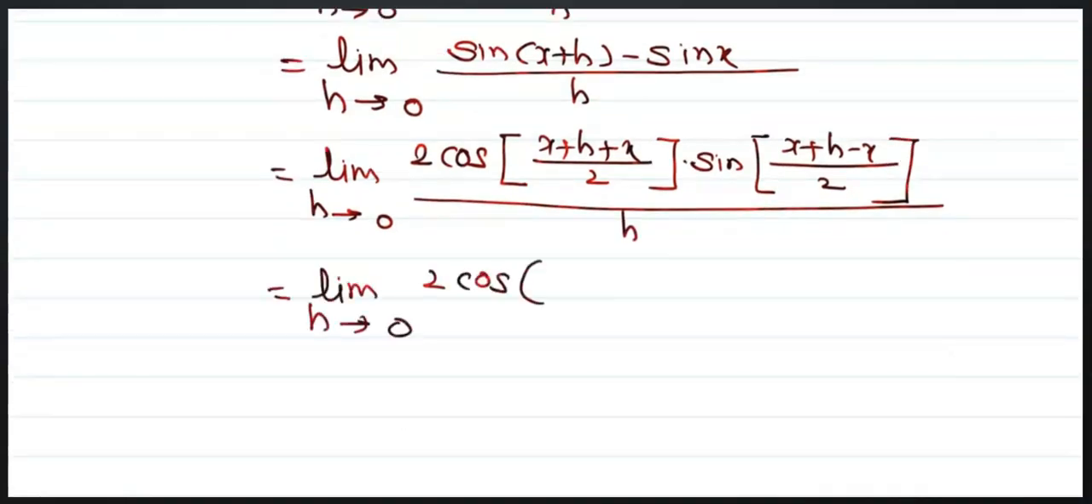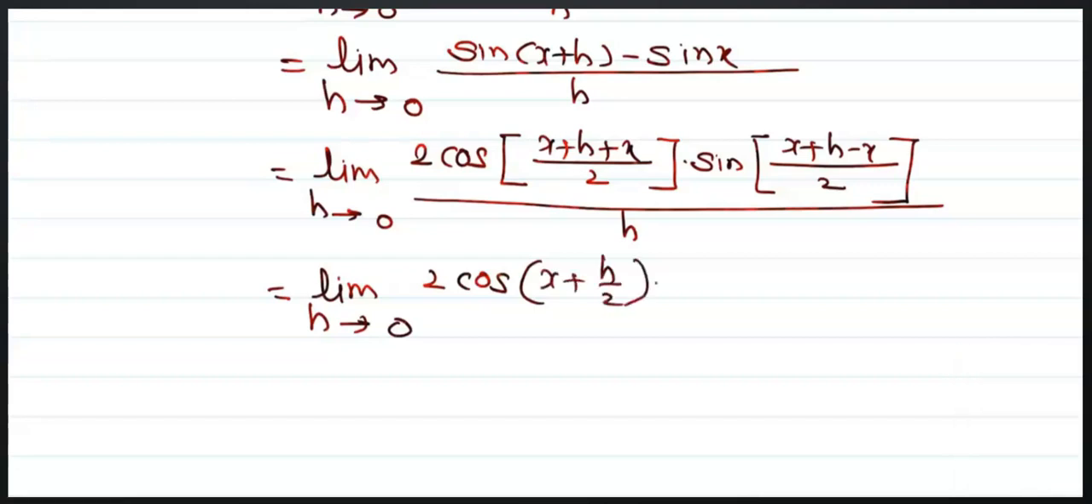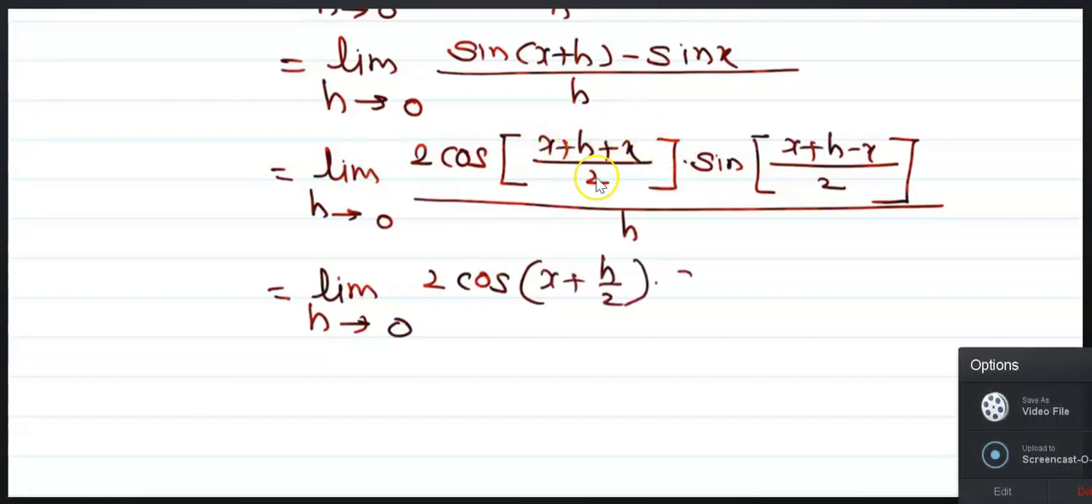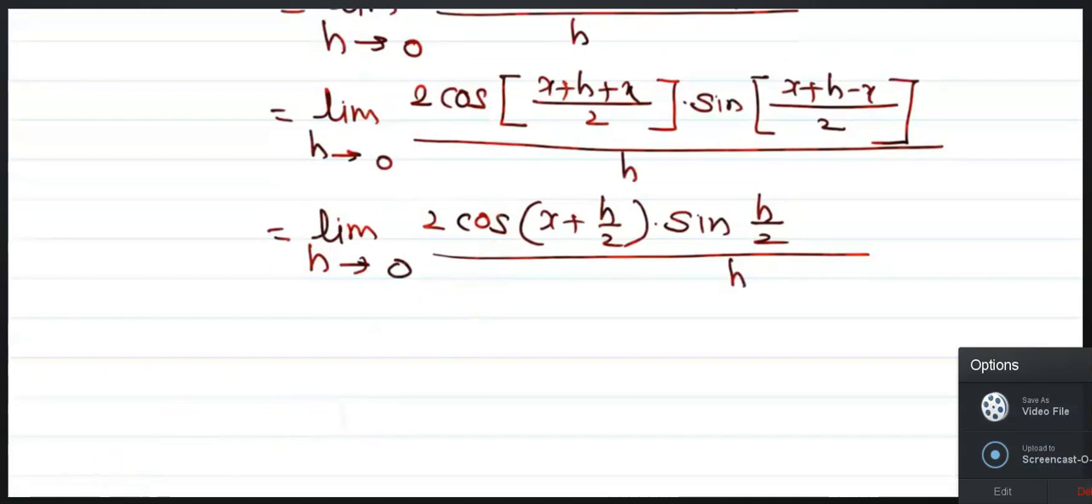Now see this simplification. x plus x becomes 2x, so 2x plus h upon 2, then you will get x plus h upon 2. In this way, x plus x means how much? 2x. That is x plus h upon 2. Then x minus x gets cancelled and you will get h upon 2. Sin of h upon 2 upon h.